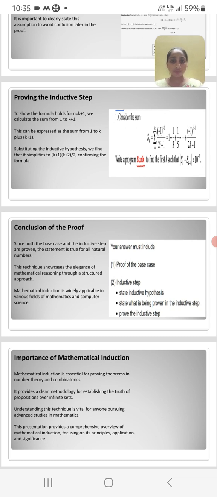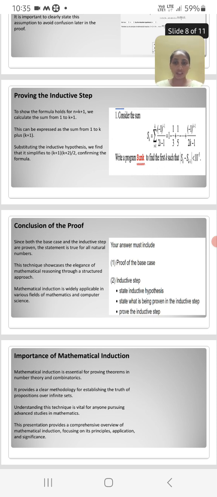confirming the formula. And then finally the conclusion of the proof. Since both the base case and the inductive step are proved, the statement is true for all natural numbers. This technique showcases the elegance of mathematical reasoning through a structured approach. Mathematical induction is widely applicable in various fields of mathematics and computer science.